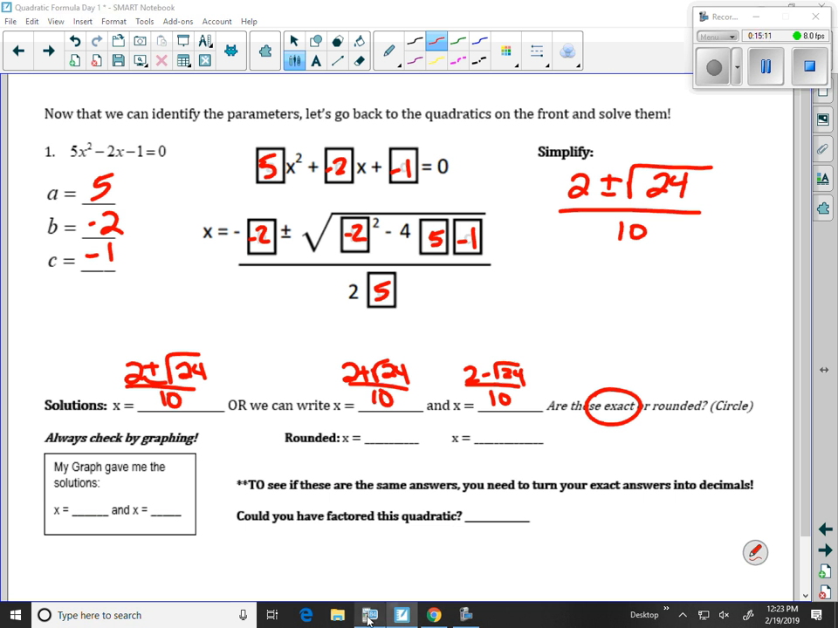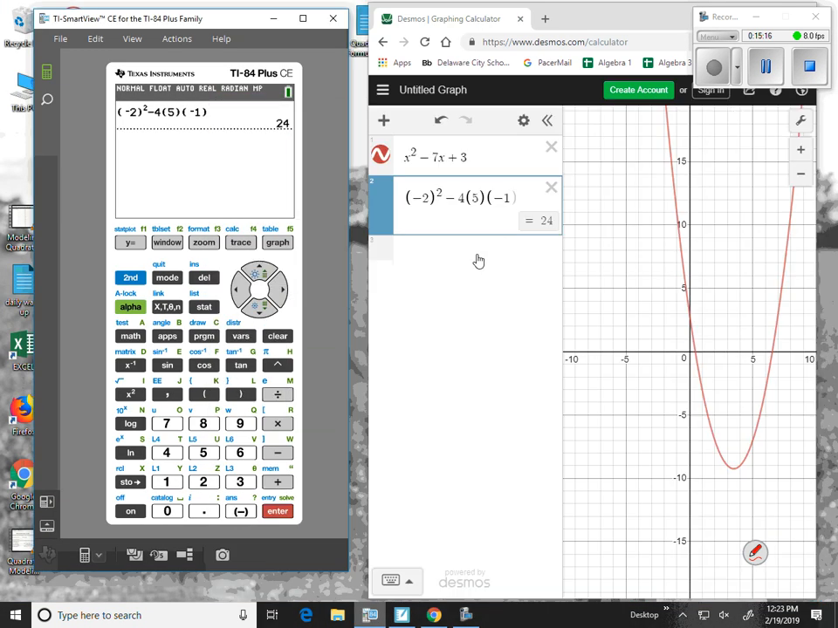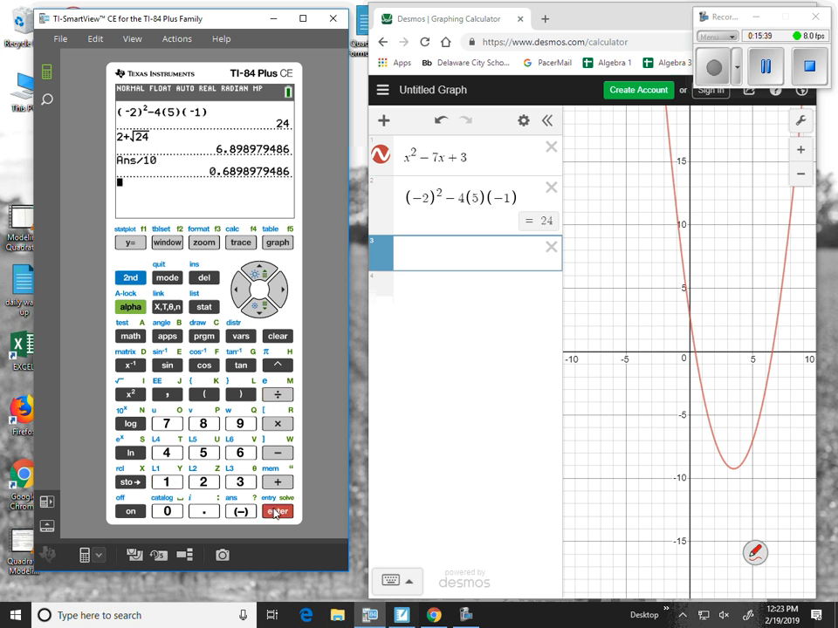So let's go back to our calculators here. Okay, so in here, now I can put in the rounded part. So I can do 2 plus radical 24. Now I enter it like this. I do my numerator, press enter, and then I hit divided by my denominator. That's how I do it in the calculators, because it can get very weird if you don't. We okay on that? Okay.